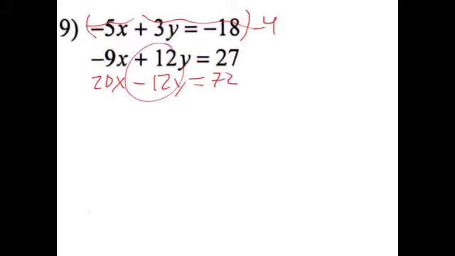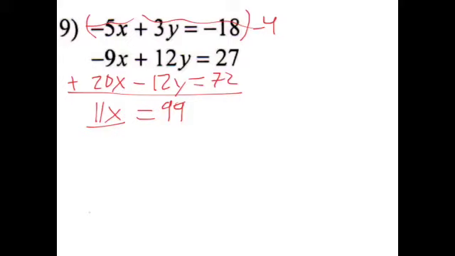I have opposite coefficients here on my y, so I'm going to add those two equations together. Negative 9x plus 20x is 11x. 12y and negative 12y makes 0y. So now I'm going to not bother to write that. And 27 plus 72 is 99. So now I have that. I can just divide by what's in front of x, which is 11, to figure out what x is, which is 9. Because 99 divided by 11 is 9.